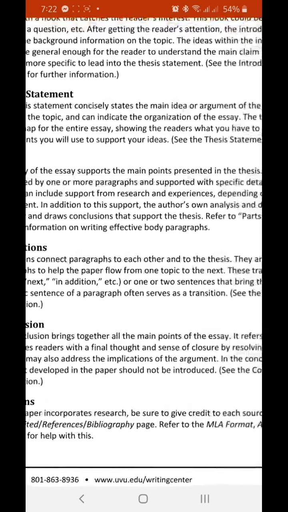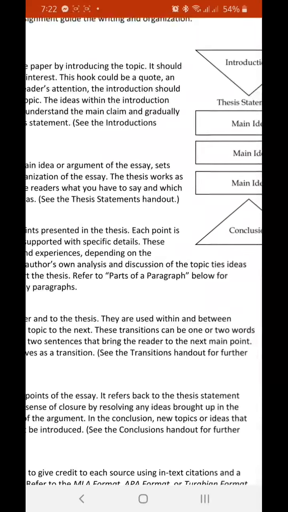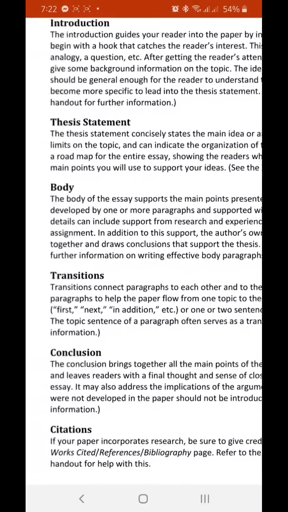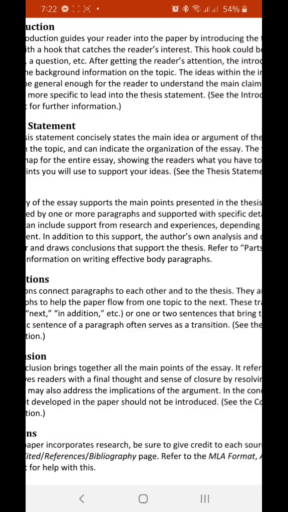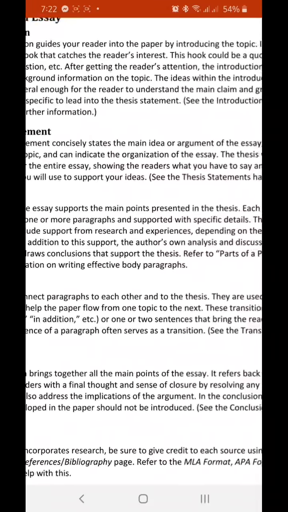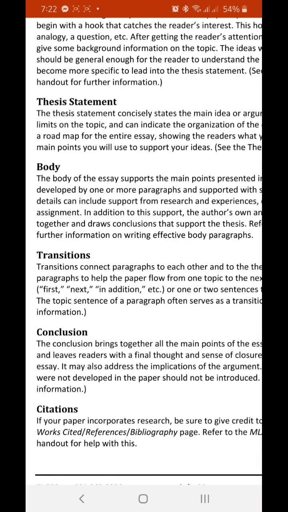In addition to this support, the author's own analysis and discussion of the topic ties ideas together. Very important thing. It ties your ideas and draws conclusions that support the thesis. So body is the very important part of it.